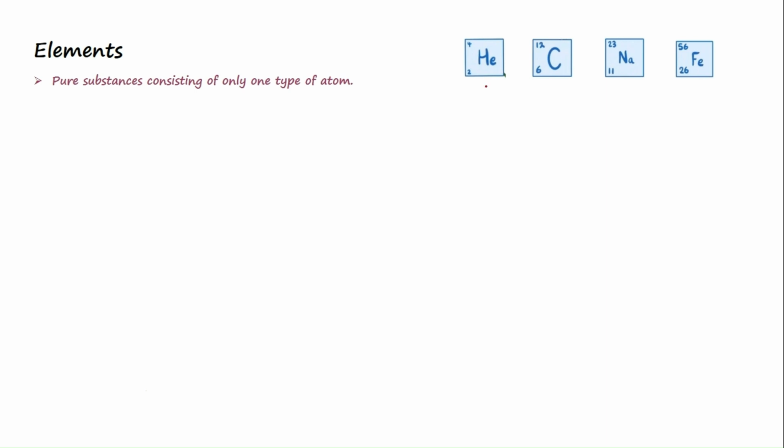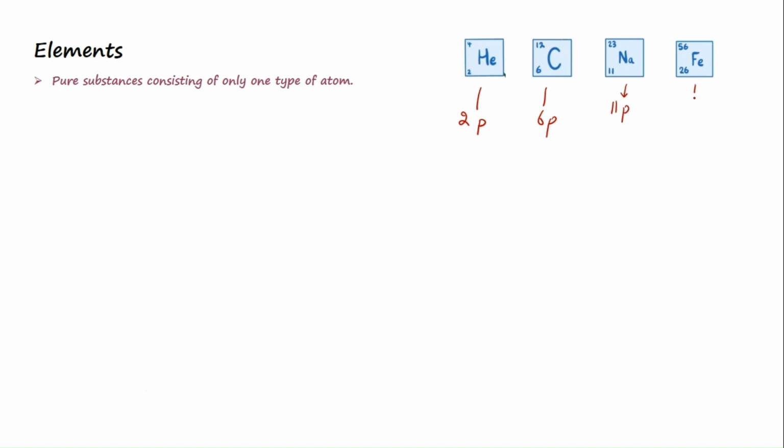So, if we talk about helium, there are two protons in its nucleus. If we talk about carbon, it has six protons. So, if an atom has two protons in its nucleus, we call it a helium atom or the element helium. And if the atom has six protons in its nucleus, we call it the element carbon. If it has 11 protons in its nucleus, we call it a sodium atom.